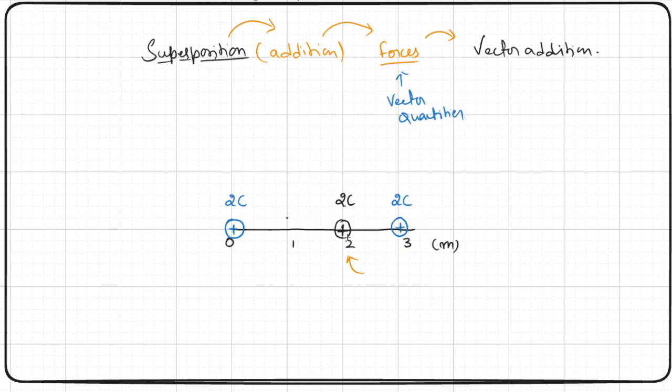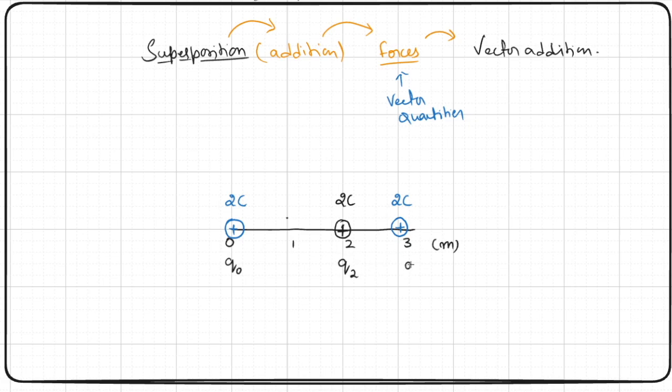If you don't believe it, we can use the superposition principle in action and calculate the forces. So that I don't get confused about which charge is which, I'm just naming them. I'm naming this charge Q0 because it is situated at 0. This charge I'll refer to as Q2.